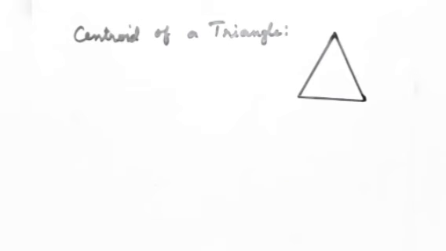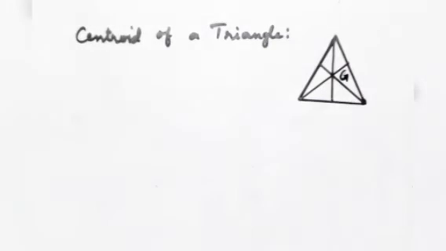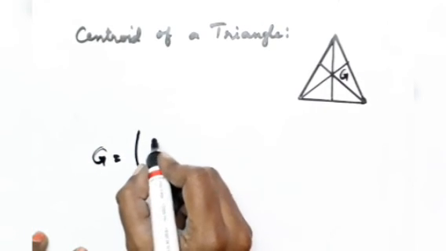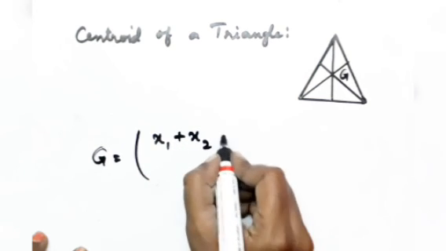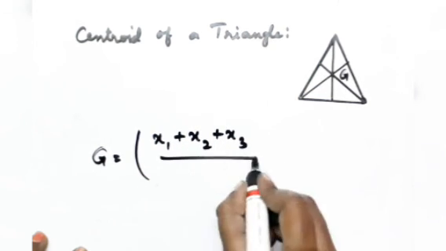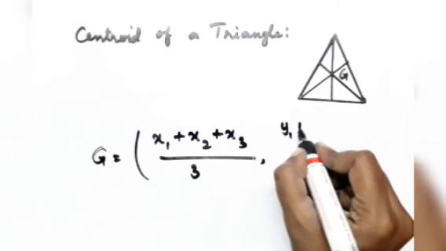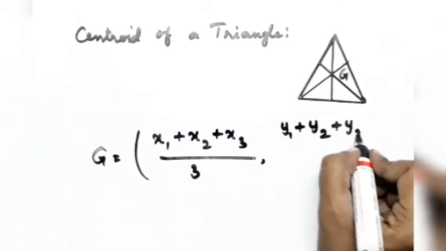Next, we are going to see the formula of the centroid of a triangle. The point G denotes the centroid of a triangle. To find the coordinates of G, we have G is equal to (x1 plus x2 plus x3) by 3 and (y1 plus y2 plus y3) by 3.